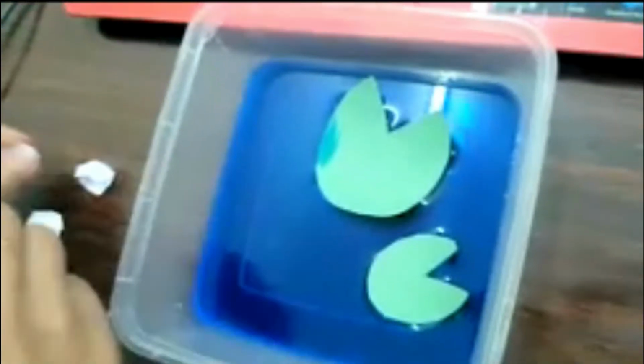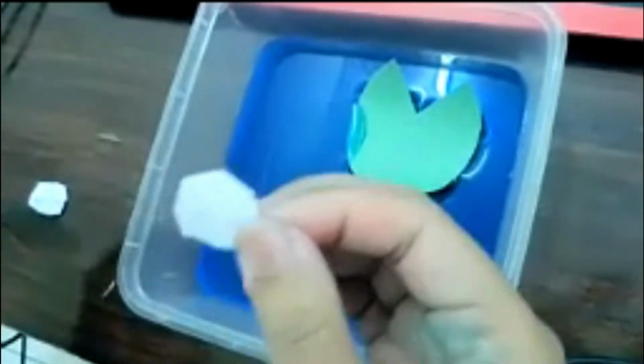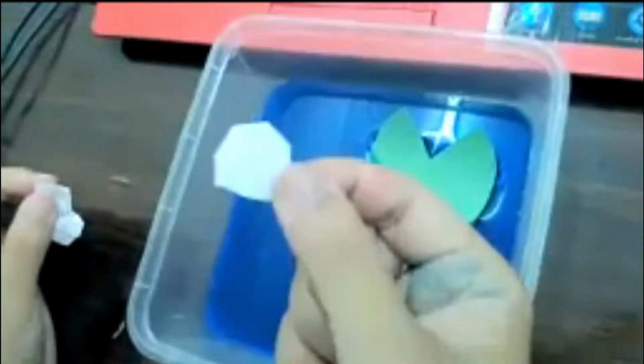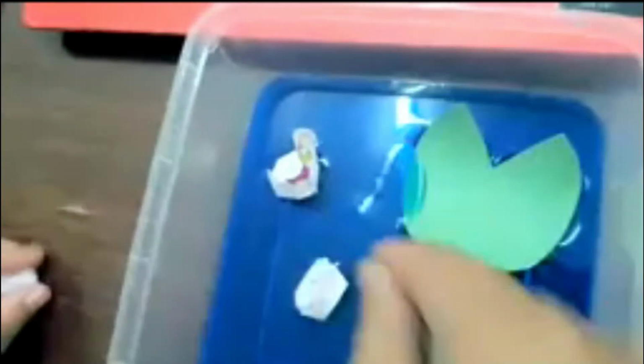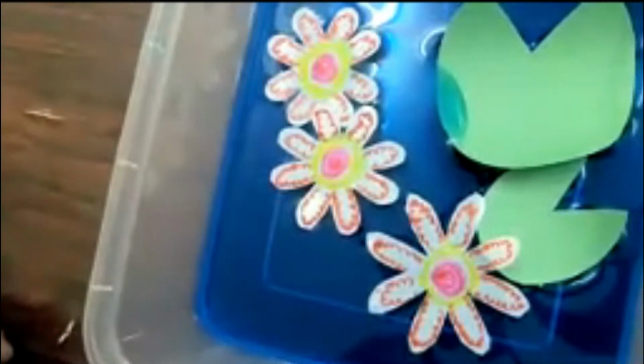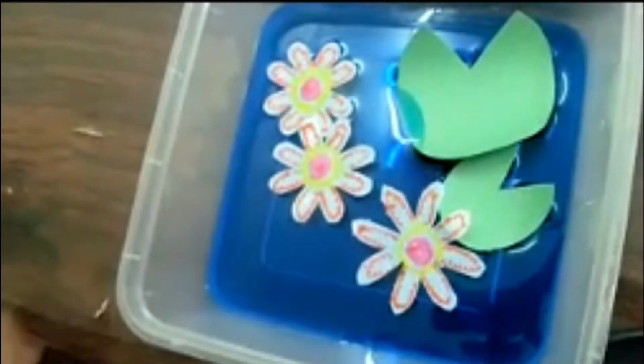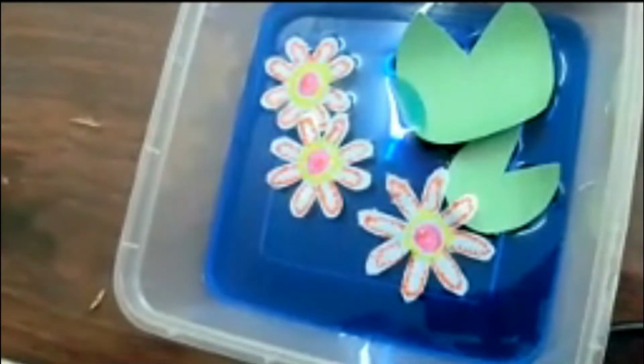And now let's put this water lily inside the tray. Let's do it together, yeah. 1, 2, 3, and see the magic happens. Ooh, I'm going to put all of them. See? Wow. What happened with the flowers? They are blooming. Yeah, can you see? They are all blooming so beautifully.